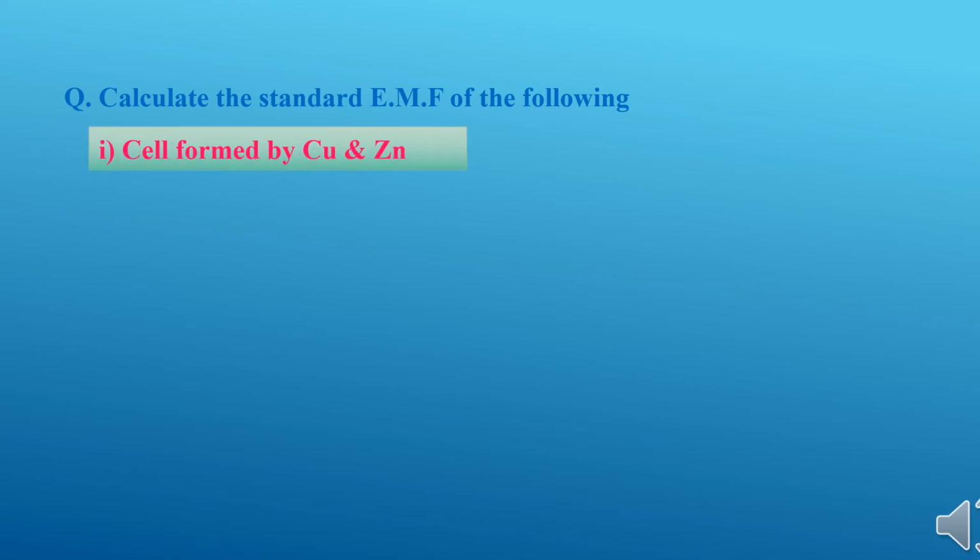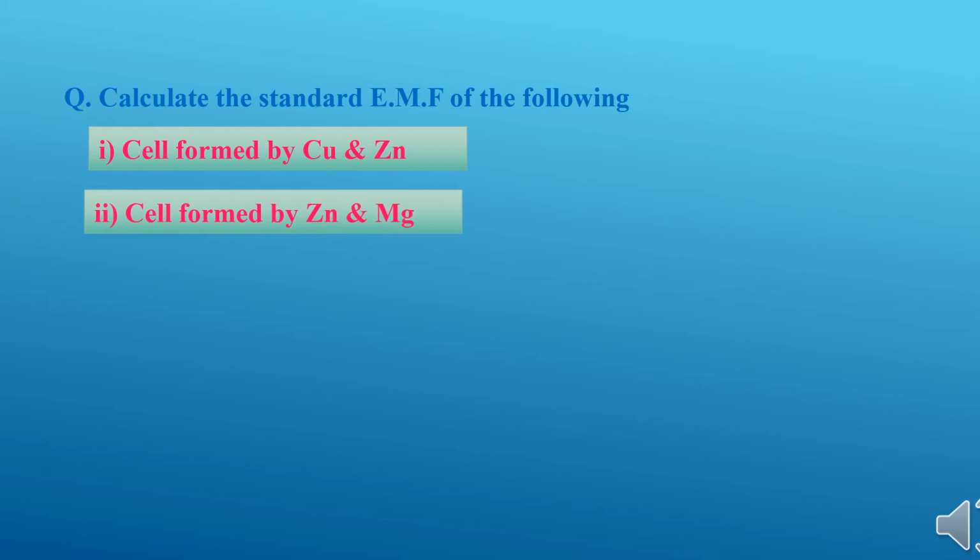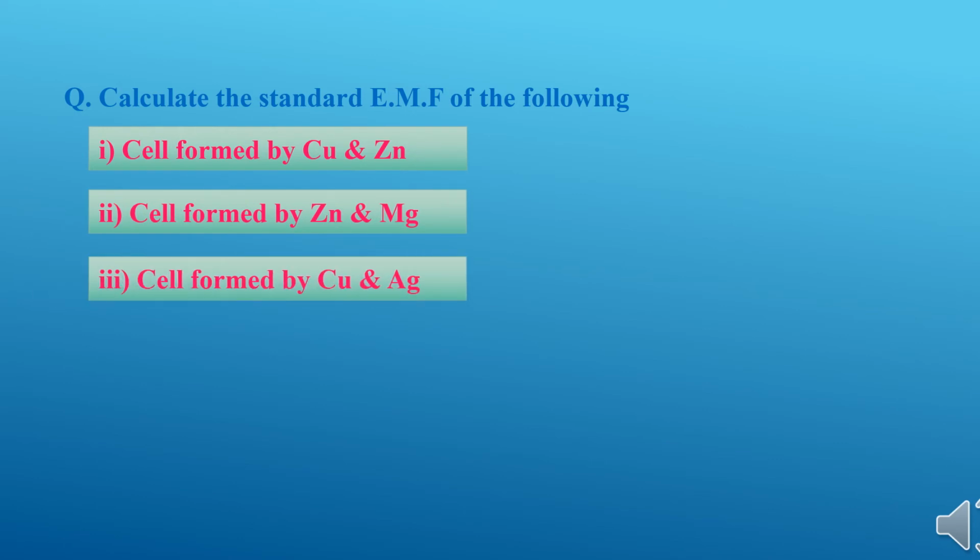First one, cell formed by copper and zinc. Second one, cell formed by zinc and magnesium. And cell formed by Cu and Ag.